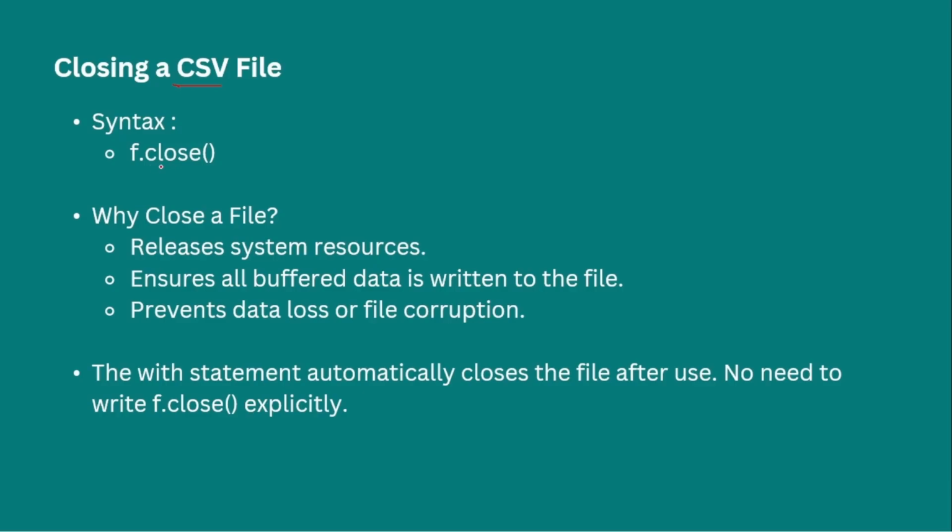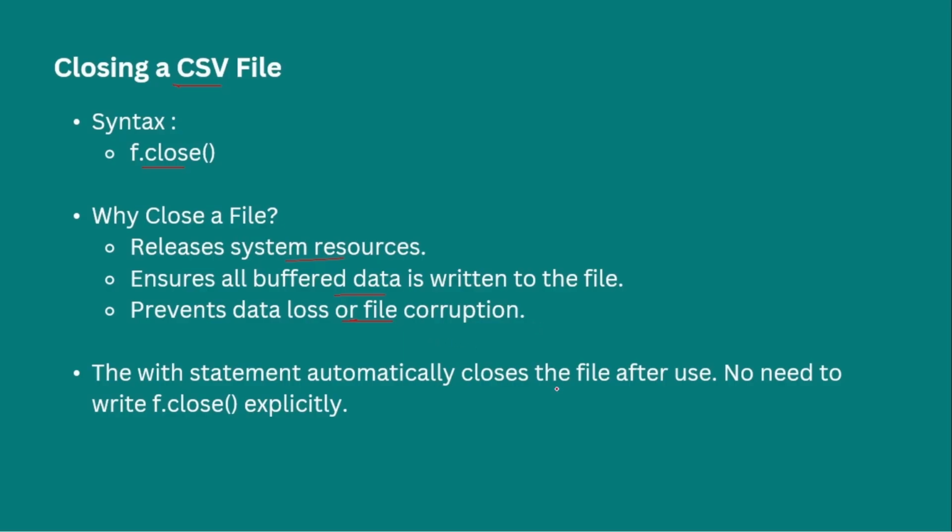Now closing a CSV file. We do it using f.close. This is the syntax. Why close a file? It releases system resources, ensures all buffered data is written to the file, and prevents data loss or file corruption. So this is the reason that we need to close our file, because we need to release the system resources and ensure that all the data is stored perfectly.